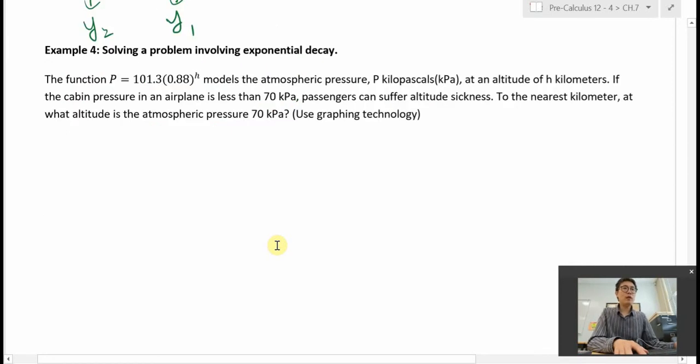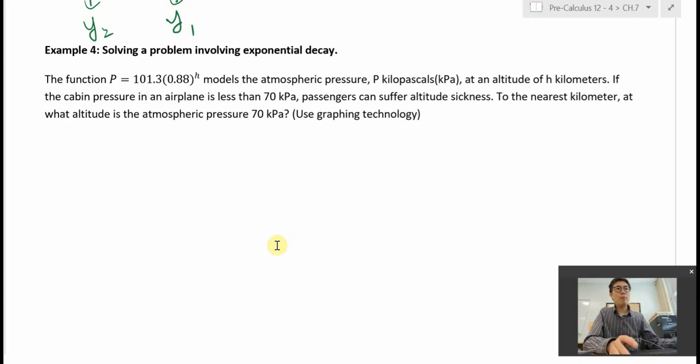Okay, last one. The function p equals 101.3 times 0.88 to the power of h models the atmospheric pressure p, in kilopascals (kPa), at an altitude of h kilometers. If the cabin pressure in an airplane is less than 70 kPa, passengers can suffer altitude sickness. To the nearest kilometer, at what altitude is the atmospheric pressure 70 kPa? Again, what you need to do is simply plug it into decimals, because we can't solve these equations yet since we cannot change them to the same base.